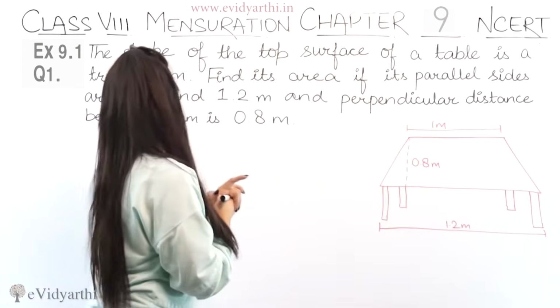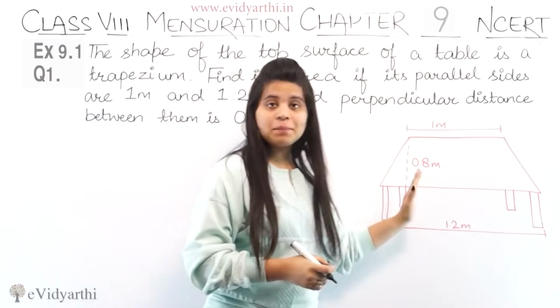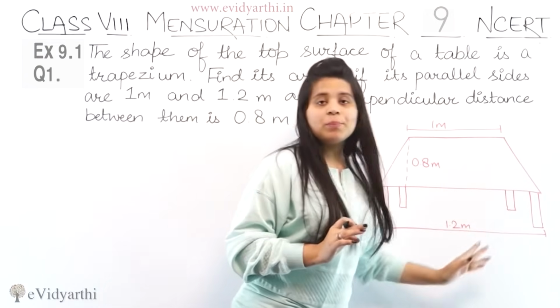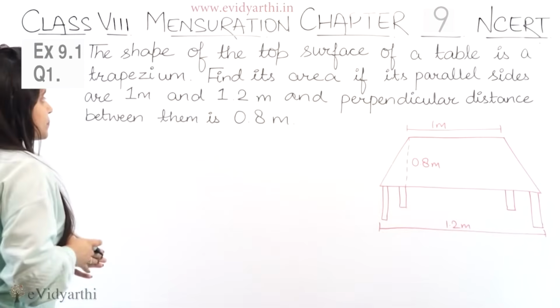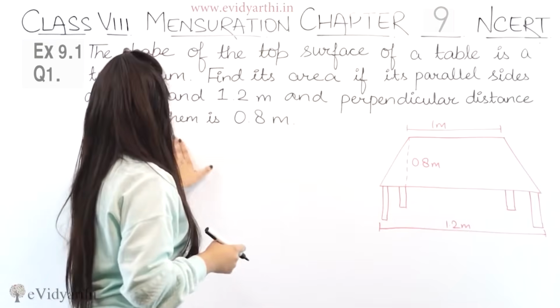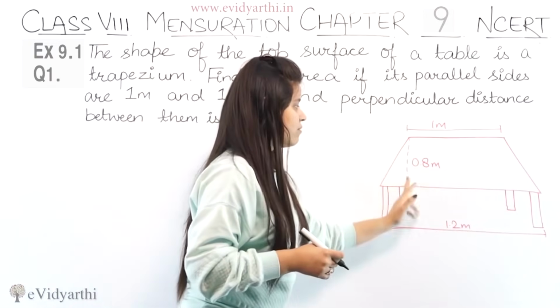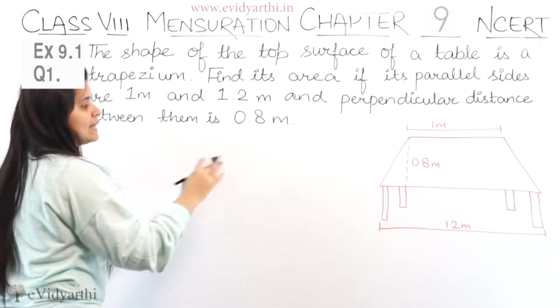If its parallel sides are 1 meter and 1.2 meter. अब अगर trapezium में है, so यहाँ पे ये है 1 मीटर का and this is 1.2 मीटर. ये उसका distance given है. So इसके आगे हमें given है and perpendicular distance between them is 0.8 meter. So perpendicular distance हो गया ये वाला, this is 0.8 meter. So we just have to find the area.